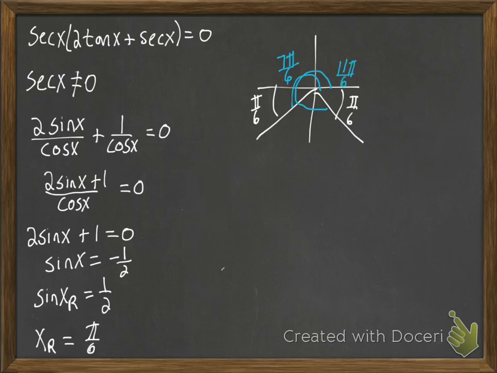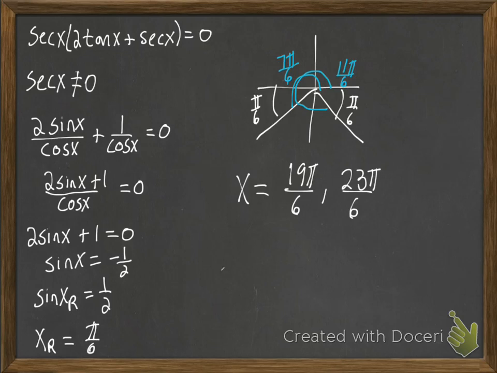But our values are in the interval 2 pi to 4 pi. Okay. So putting these into the interval 2 pi to 4 pi, we have to add 2 pi onto both of them. And we have 2 values. So the derivative is 0 at 19 pi over 6 and 23 pi over 6.